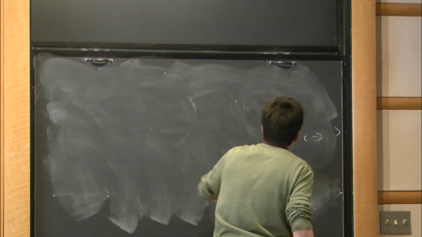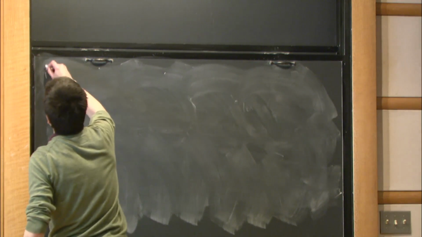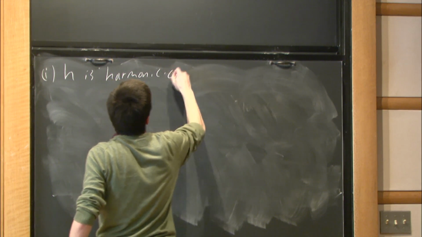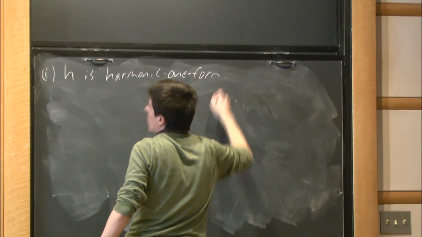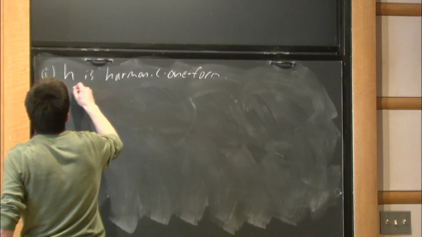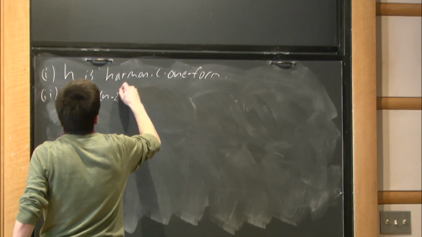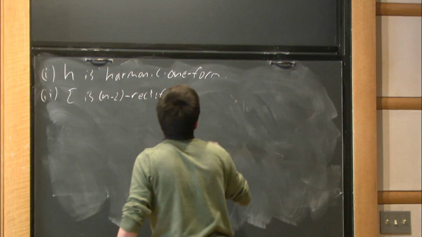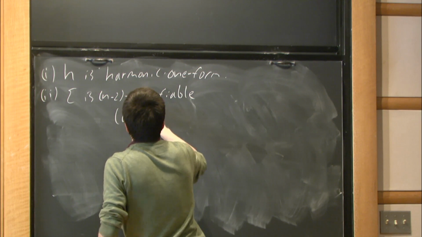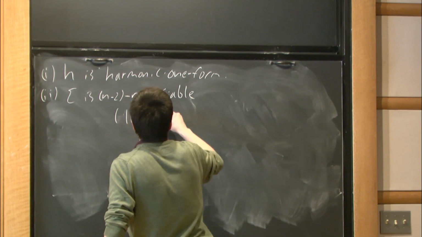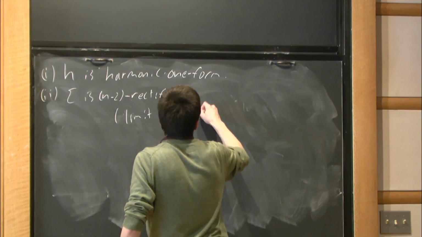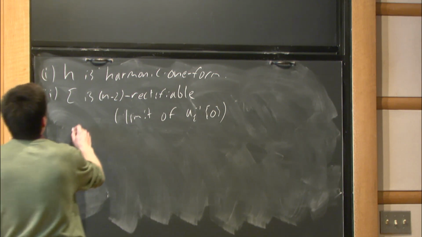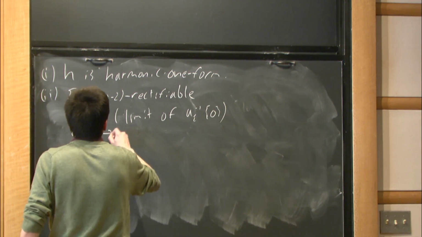So again, clarifying a little bit about the structure of this limiting measure, we have that H is just a harmonic 1-form. OK, this set sigma is n-2 rectifiable. And we can realize it as at least the Hausdorff limit of the 0 level sets of u epsilon. OK. This theta is just some positive multiplicity function on sigma.